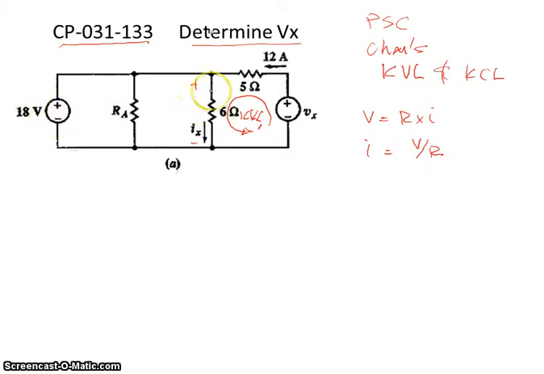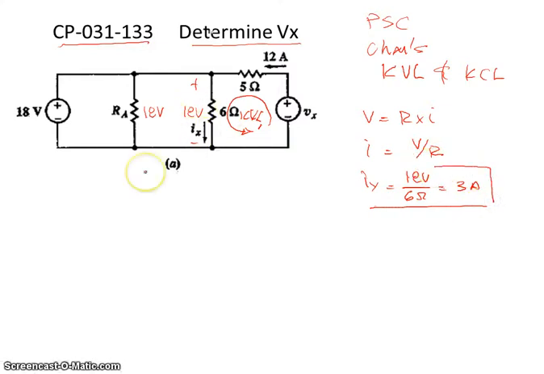One of the things about this problem is that R sub A and this 18 volts source are in parallel. So that means that from this point to this point, I also have 18 volts across this resistor, and I have 18 volts across this resistor. They are in parallel. So we actually can find I sub x as 18 volts divided by 6 ohms, and that will be 3 amps.